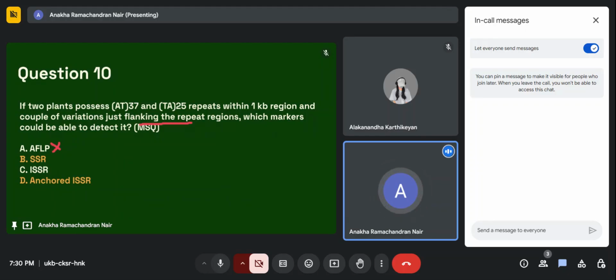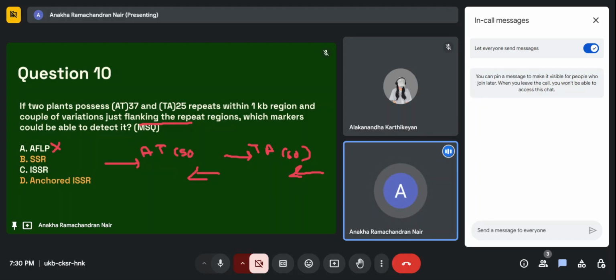So SSR is where you have something called AT. Imagine this: AT 50, TA 60, right? And you're using primers for the flanking regions, right? So because you're using primers for the flanking regions, if there is any polymorphism or change in the flanking region, you'll be able to figure it out.